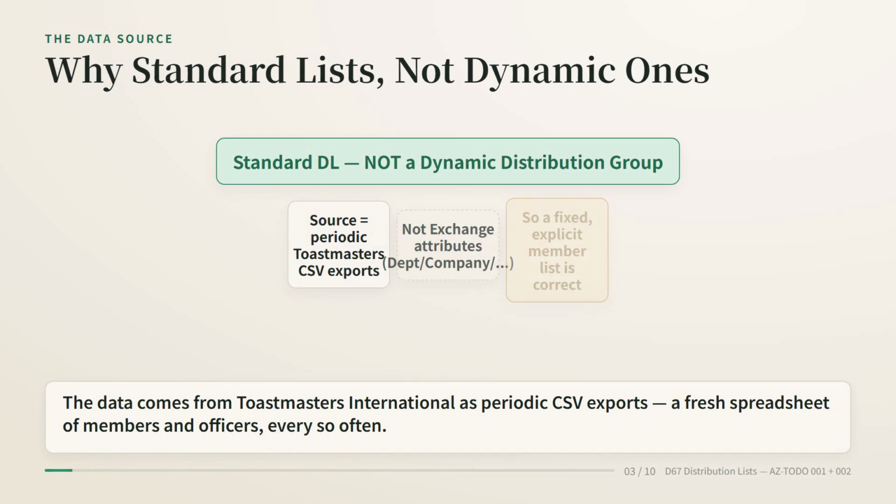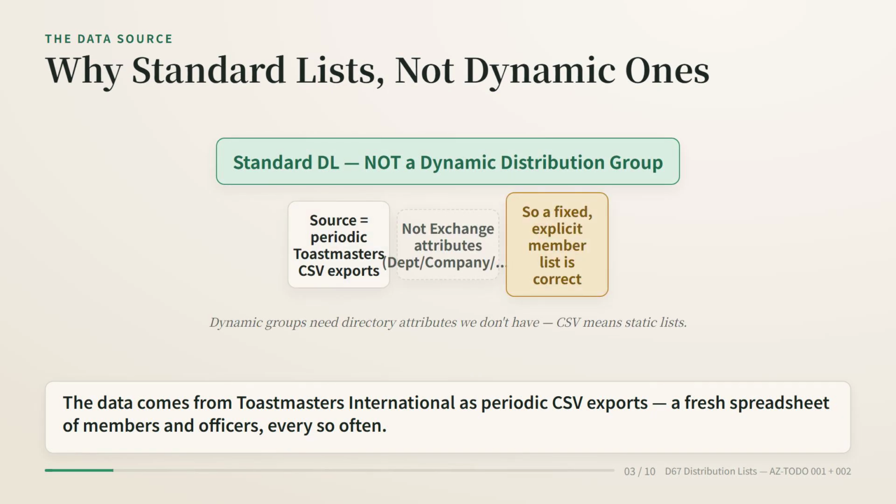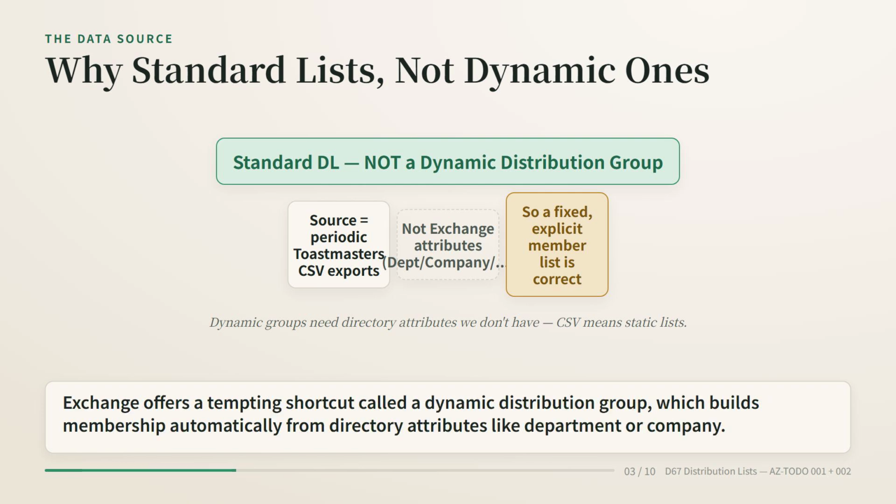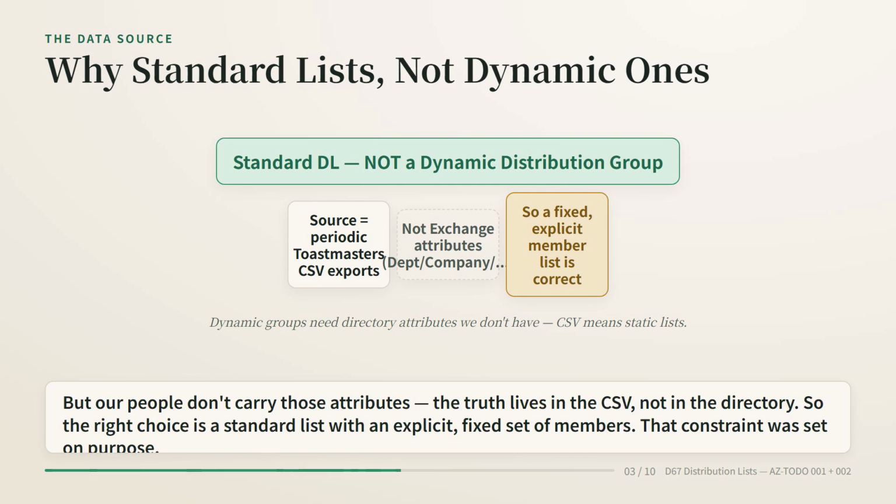The data comes from Toastmasters International as periodic CSV exports, a fresh spreadsheet of members and officers, every so often. Exchange offers a tempting shortcut called a dynamic distribution group, which builds membership automatically from directory attributes like department or company. But our people don't carry those attributes. The truth lives in the CSV, not in the directory. So the right choice is a standard list with an explicit, fixed set of members. That constraint was set on purpose.